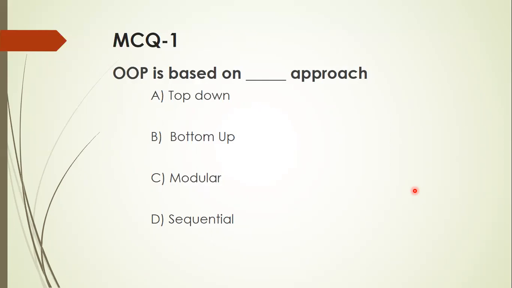In the case of object-oriented programming, first you have to identify the objects, object A and object B. If you want, you can join these two objects to form a bigger object, and so on. So it follows the bottom-up approach.